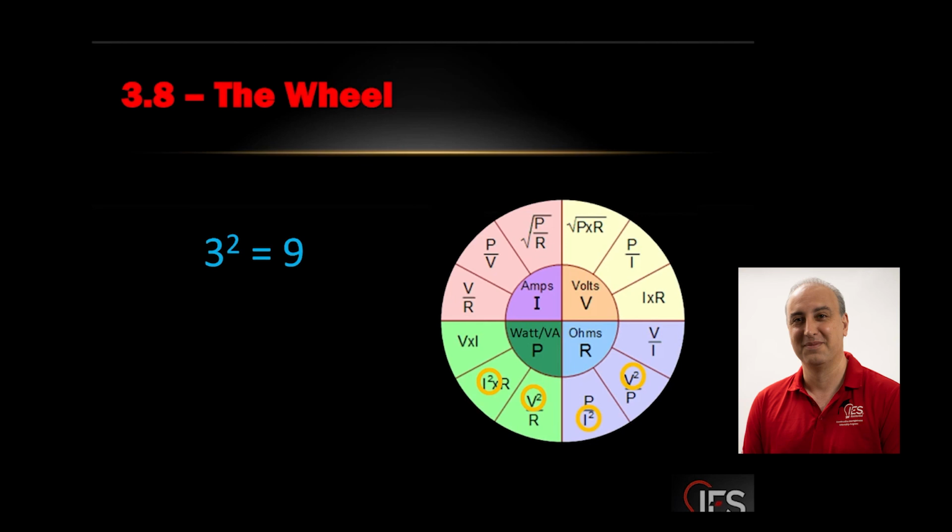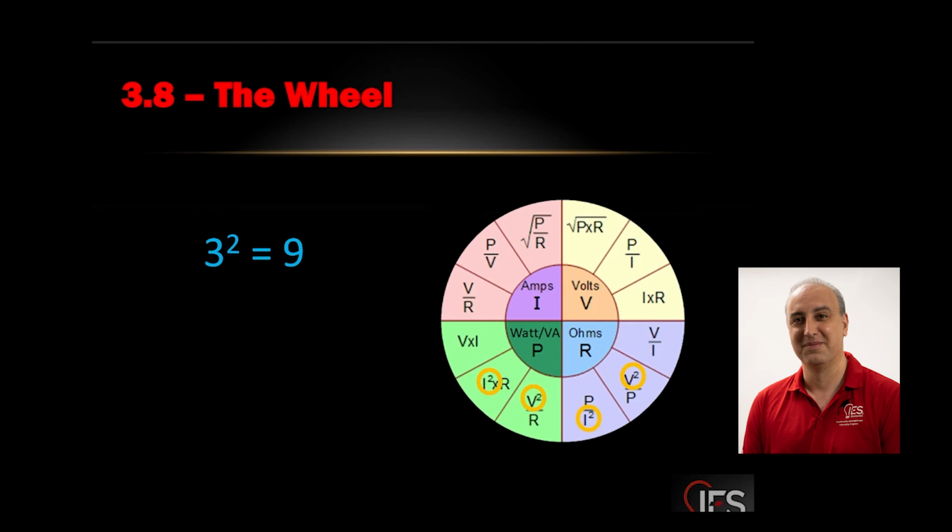Square means something multiplied by itself gave you that number. So when we say 3 squared, that means 3 times 3 is 9. What's 2 squared? 4. What's 6 squared? 36.